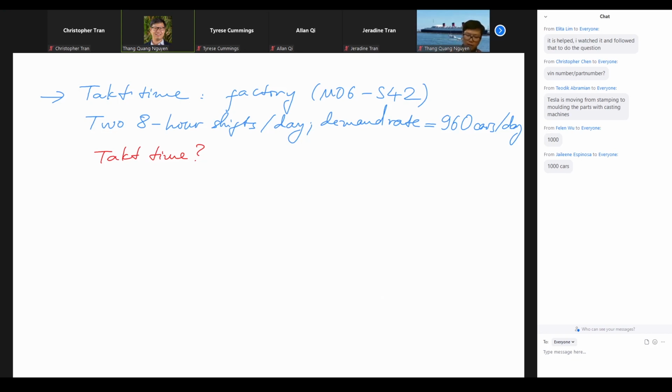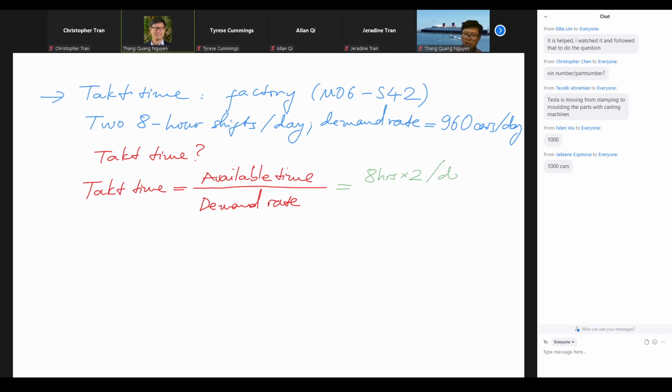is calculated as the following. It is available time divided by the demand rate. All right, so let's put the numbers in. In a day, we have 2 shifts, so 8-hour shift, right? So we take 8 hours, multiply 2 to have how many hours per day? And then the demand rate is 960 cars a day.